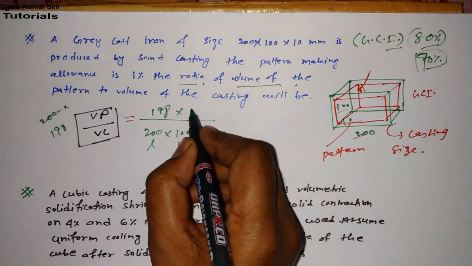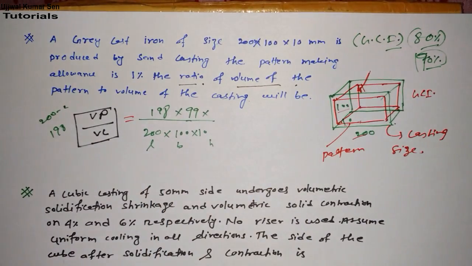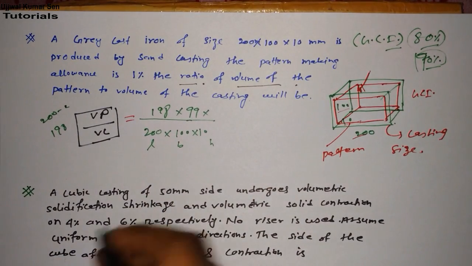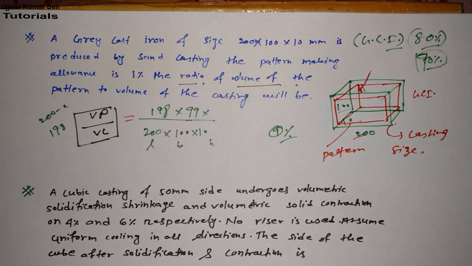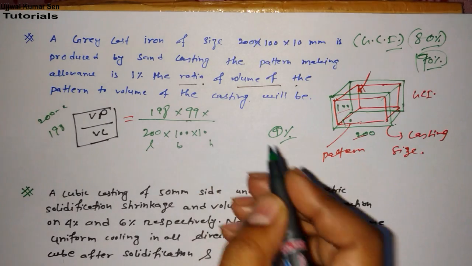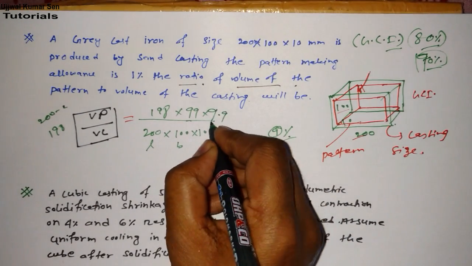Then in 100, of course, 99. In 10, here you are going to make a mistake. You will just write 9. Don't write that, because it's 1%. 1% means 1 in 100. So what will happen here? 0.1 only. So it's 9.9.